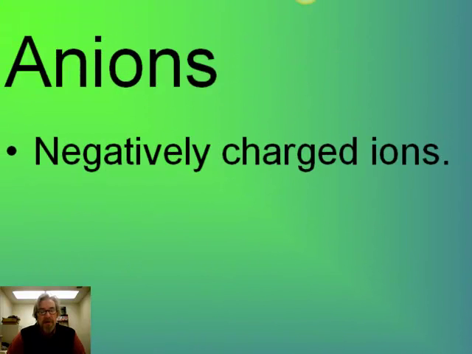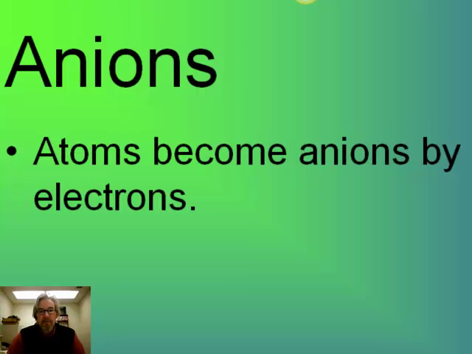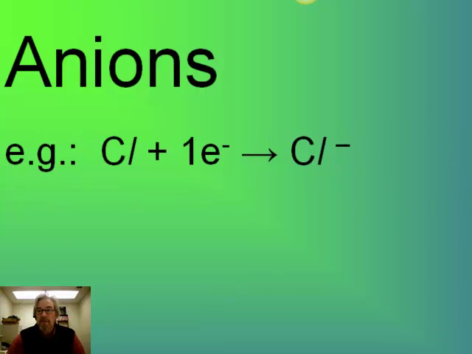Since ions all have charge, and there are two charges, positive and negative, we have two different types of ions. Anions are negatively charged ions. It's possible for atoms to become anions if they gain electrons. They have to become more negative to have negative charge, and so anions are formed when atoms gain electrons. Chlorine atoms, for example, have 17 electrons and 17 protons, so they're balanced. Pluses and minuses equal each other out.